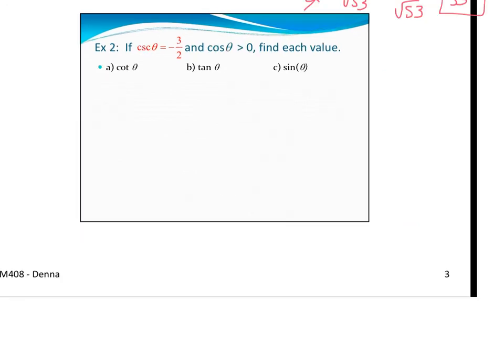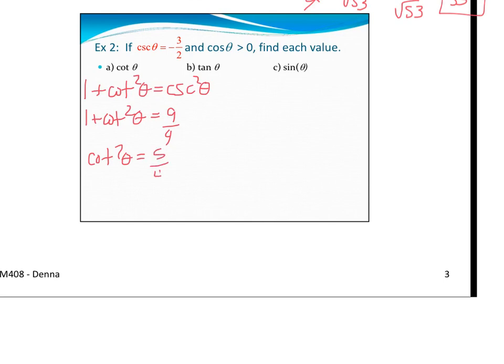Okay, for example 2, we're going to also follow along and use our identities to solve these problems. So for part A, we are given cosecant and we want to find cotangent. We're going to use our Pythagorean identity. We'll say that 1 plus cotangent squared theta equals cosecant squared theta. And plugging in what we know, we get 1 plus cotangent squared theta equals positive 9/4. Subtracting 1 gives us that cotangent squared theta equals 5/4. And after square rooting both sides, we get square root of 5 over 2.